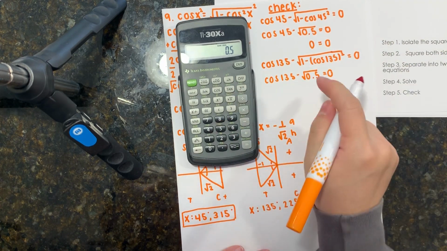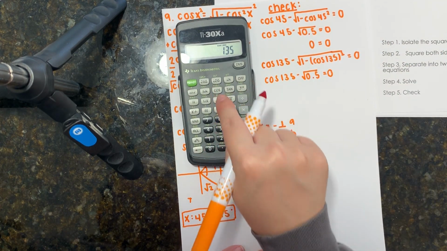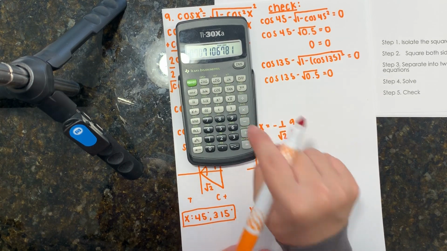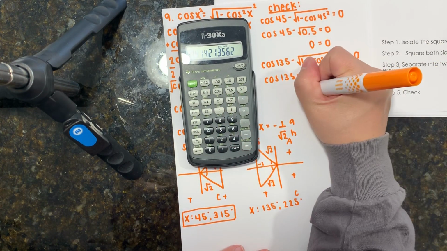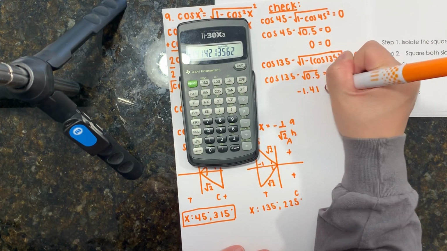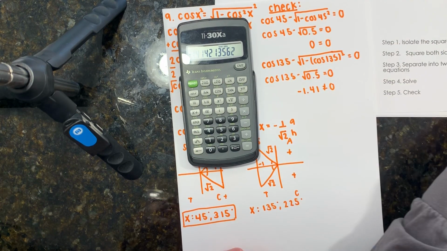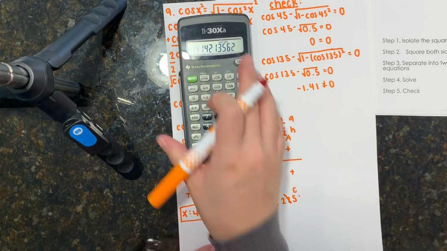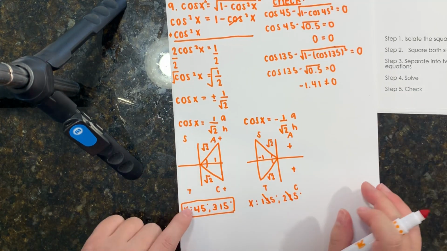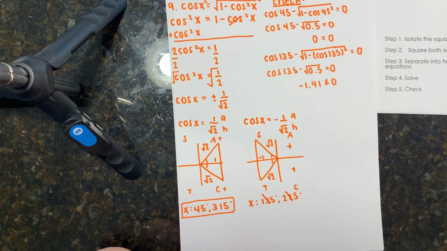And you can check this in the calculator. So it'd be 135 cosine minus the square root of 0.5. And again, that's equal to negative 1.41, which does not equal 0. So that means that these are not going to be one of my answers. And my only answers are 45 and 315.